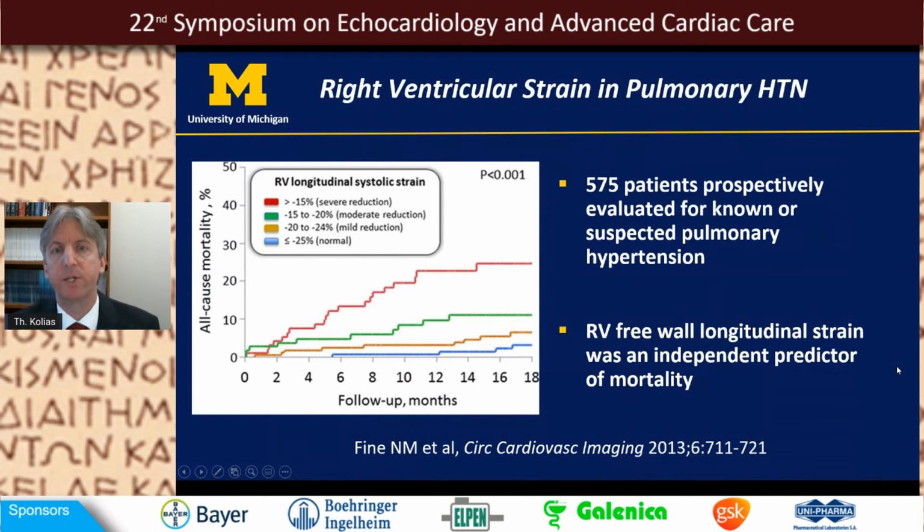So how can right ventricular strain help us in pulmonary hypertension? Well, this is a study by Fine and colleagues from the Mayo Clinic, where they looked at 575 patients prospectively who they evaluated for known or suspected pulmonary hypertension. And what they found was that patients with severely reduced right ventricular strain, shown in red, had the highest mortality. Patients with moderate reduction in right ventricular strain had an intermediate mortality at 18 months, and those with only mild reduction or normal right ventricular strain had the lowest mortality.